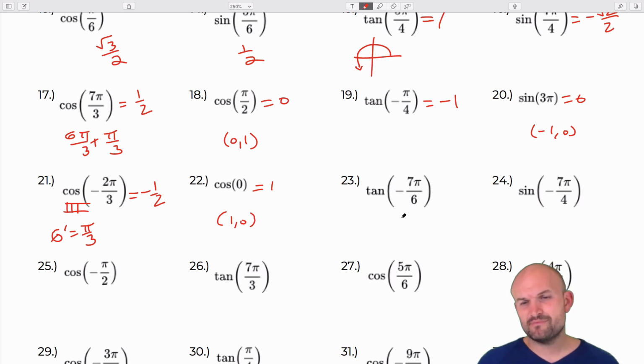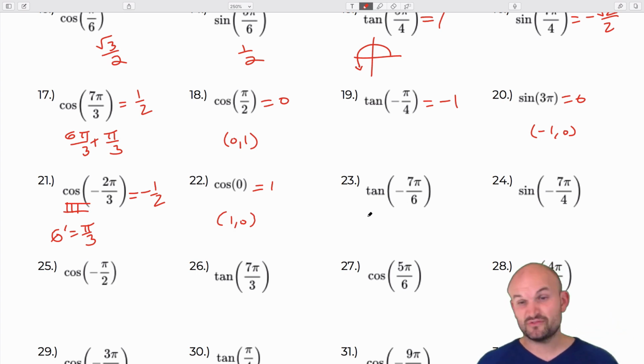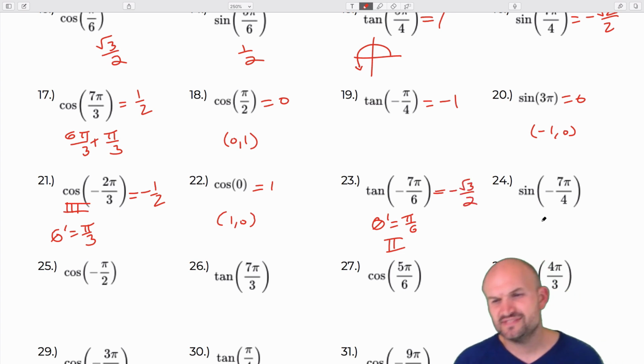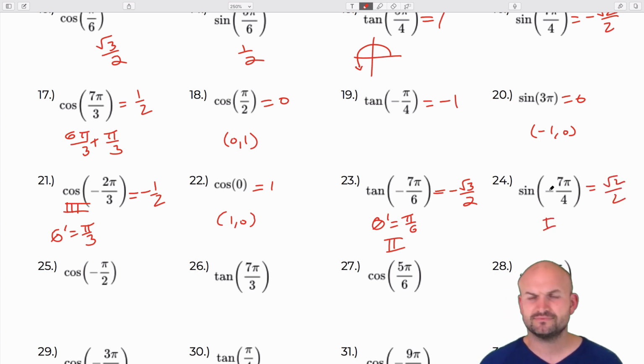Tangent of negative 7 pi over 6. Remember, the tangent of reference angle pi over 6 is square root of 3 over 3, right? So we just really need to figure out the quadrant that this is in, because the reference angle is going to be pi over 6. The quadrant that this is in is going to be the second quadrant. So therefore, that's a negative square root of 3 over 3. Negative 7 pi over 4, that is going to be in the first quadrant, so sine is positive, so that's square root of 2 over 2.